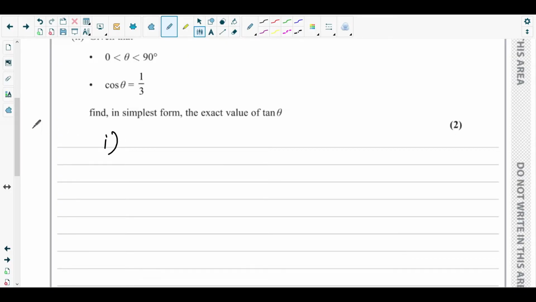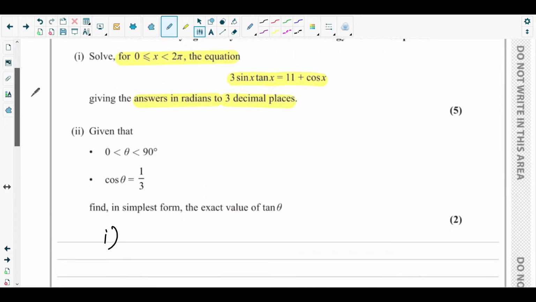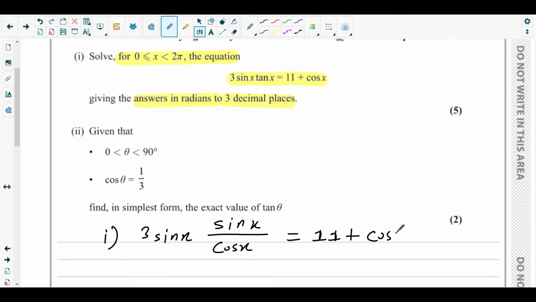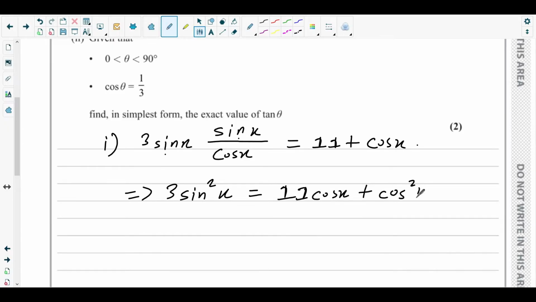Okay, so for part 1, it's given as 3 sin x tan x. tan x can be written as sin x over cos x. So this equals 11 plus cos x. Now multiply both sides by cos x. So you will get 3 sin squared x equals, as you multiply both sides by cos x, 11 cos x plus cos squared x.